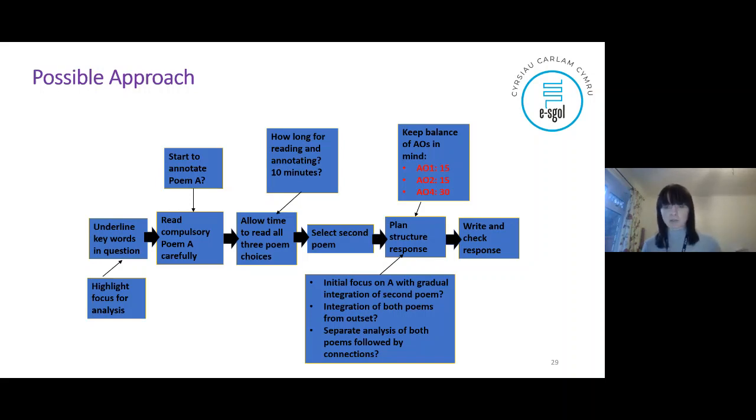The only issue that we see quite often as examiners is that if you do a separate analysis of both poems followed by connections at the end, if you run out of time, you're missing your connections, and when it's double weighted, like 30 marks, then that's going to pose a bit of a problem, okay? So I would say the first 2 bullet points, so starting with A and then gradual integration, or integration of both poems from the outset, would be the best way to go with regards to timing, because obviously the weighting of AO4 and the importance of it could possibly pose a problem, okay? And then obviously you write and you check your response. Okay, but we will, like I said, go over this again next week.